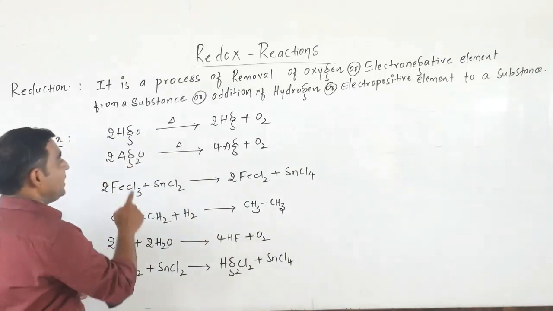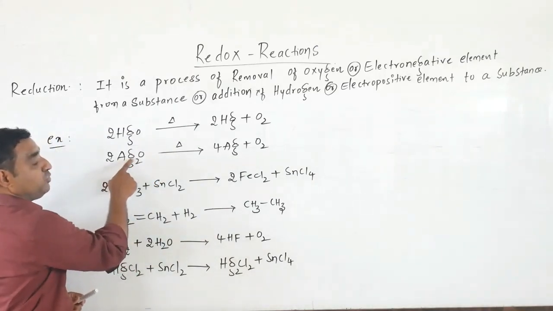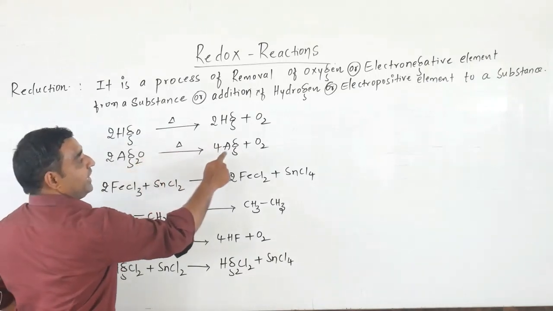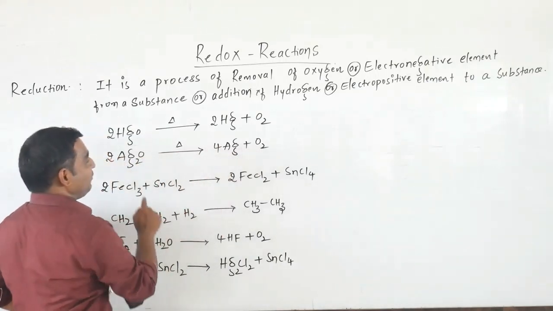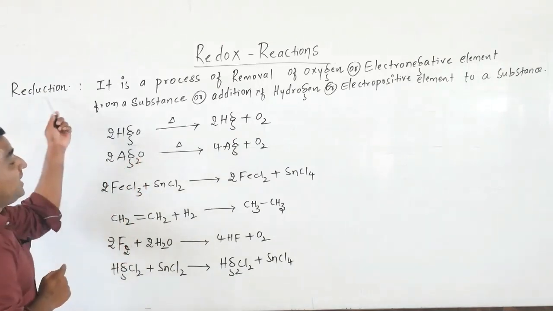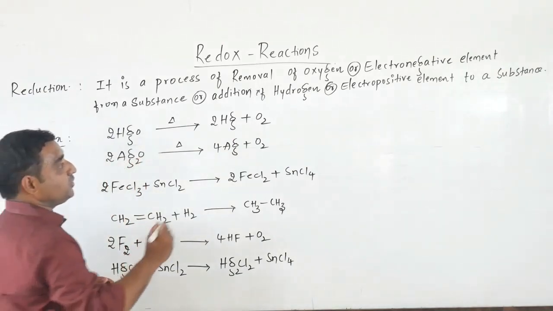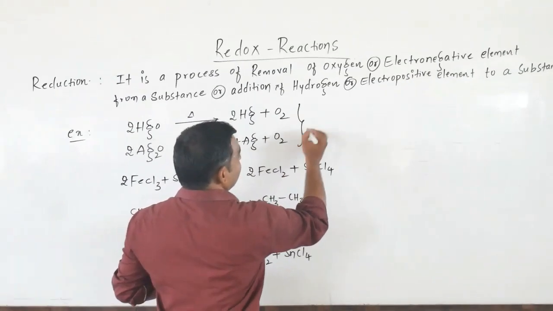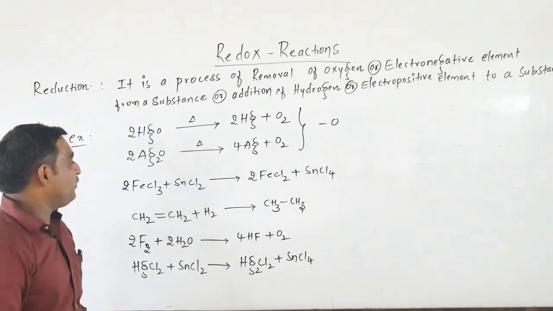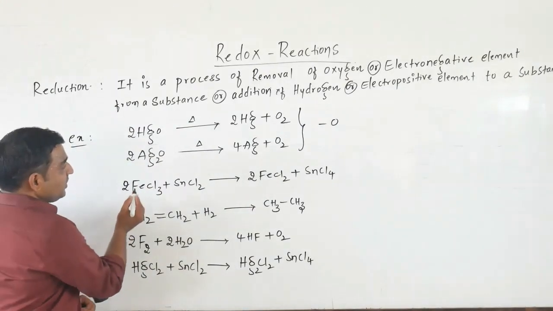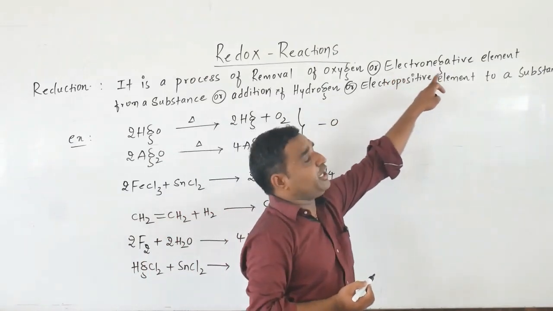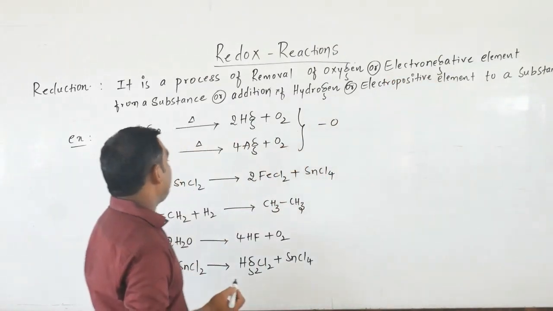Now we can take silver oxide, Ag2O. Upon heating, oxygen is removed, so Ag and oxygen are formed. Here oxygen is removed from the Ag, hence it is called the reduction process. So these two are examples of removal of oxygen. Other than oxygen, we can also take removal of an electronegative element.